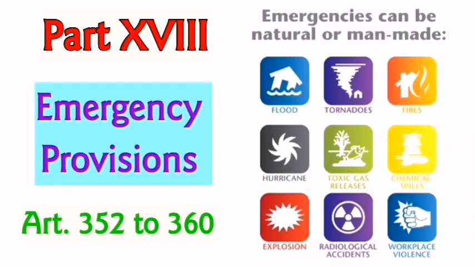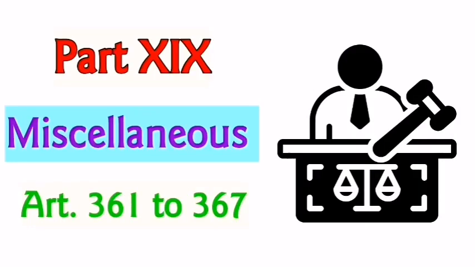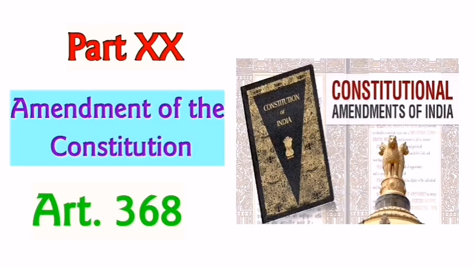Part 18 of the Constitution is about the emergency provisions, and Articles 352 to 360 come under Part 18. Part 19 is about miscellaneous matters, and Articles 361 to 367 come under Part 19 of the Constitution. Part 20 is about the amendment of the Constitution, and Article 368 comes under Part 20.